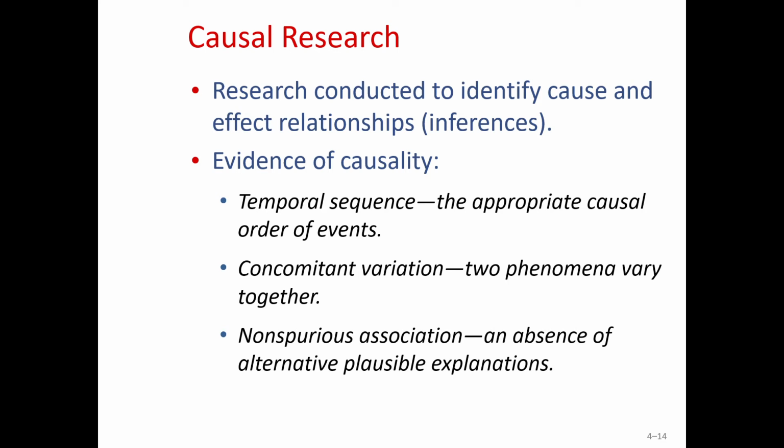Non-spurious association means any covariation between a cause and an effect is true rather than due to some other variable. A spurious association is one that is not true. Often a causal inference cannot be made even though the other two conditions exist, because both the cause and the effect have some common cause, that is, both may be influenced by a third variable.